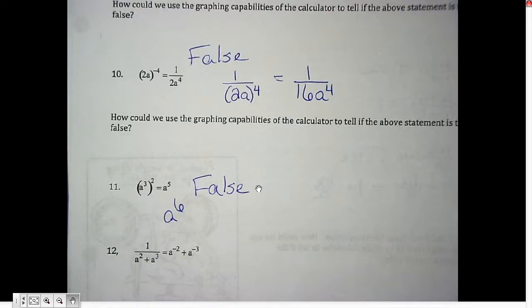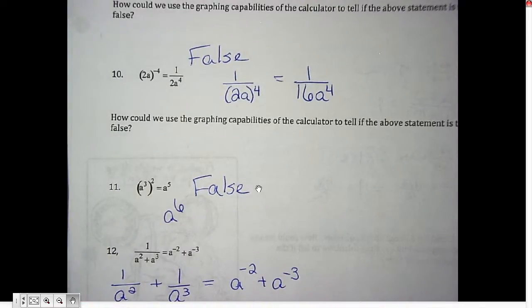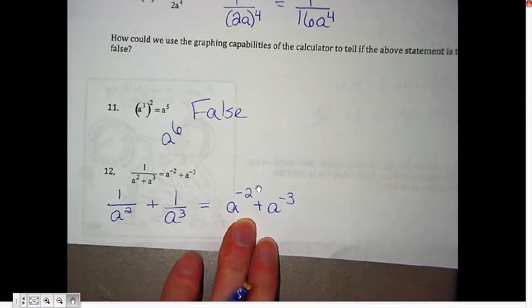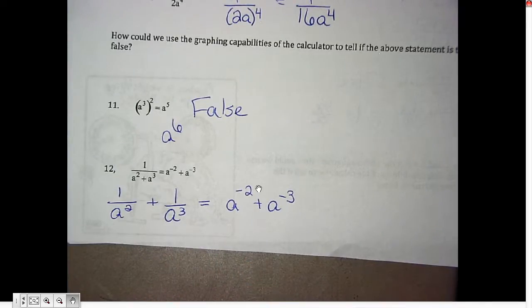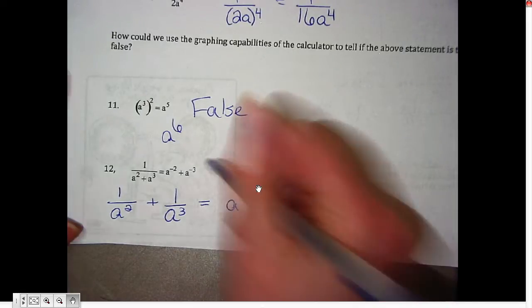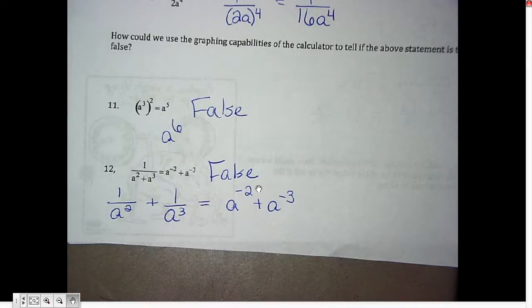And then the last one here, we have 1/a² plus a cubed. If this was 1/a² plus 1/a cubed, then it would equal a to the -2 plus a to the -3. However, they are both in the denominator underneath the number 1, and you cannot split the denominator up. So this is also a false statement. So the only one that was true on that page was number 6, the very first one. The rest of them are false.